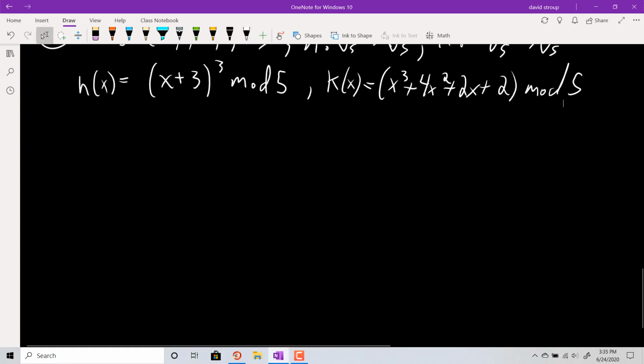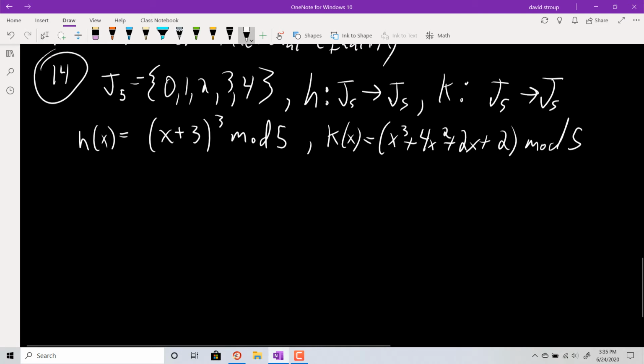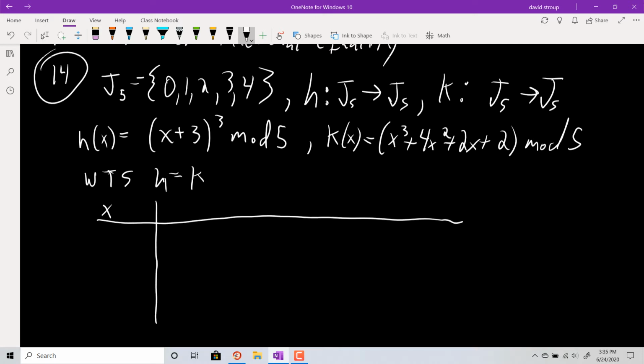And so what we need to do is, in order to show, so what do we want to show? h is equal to k. And in order to do that, we have to go through every x value and show that h of that x is equal to k of that x. Okay? So I'll just make a table here. And I need to go for every j. So 0, 1, 2, 3, 4. Okay. And you're plugging them into the function.